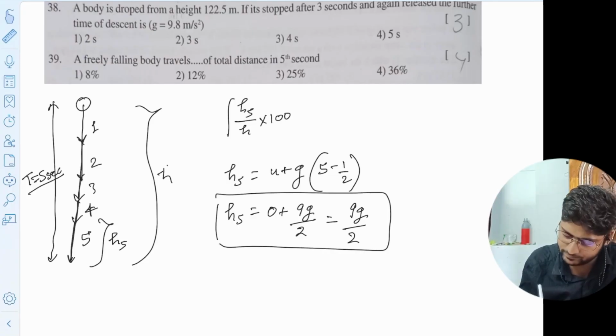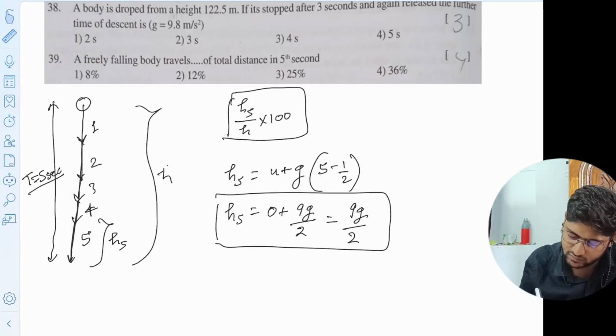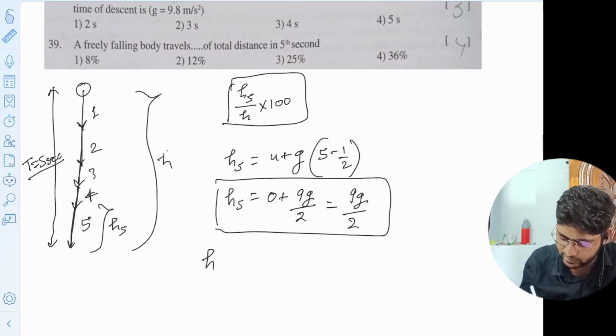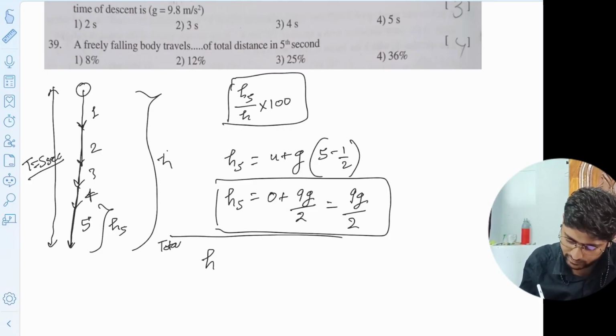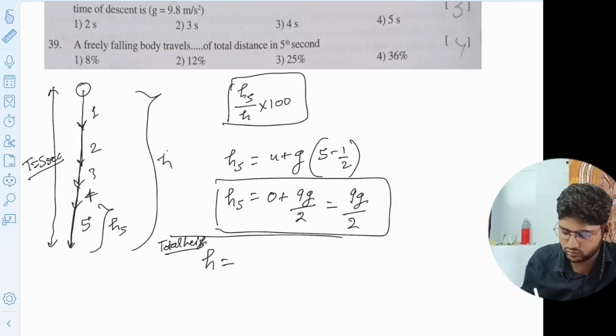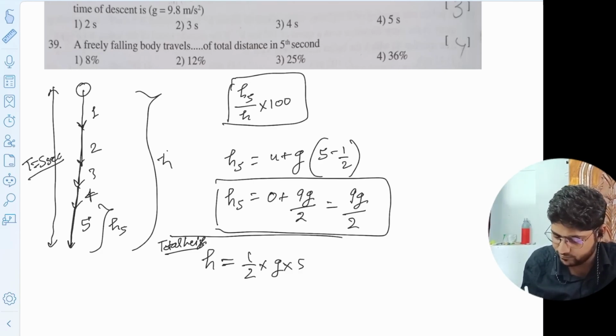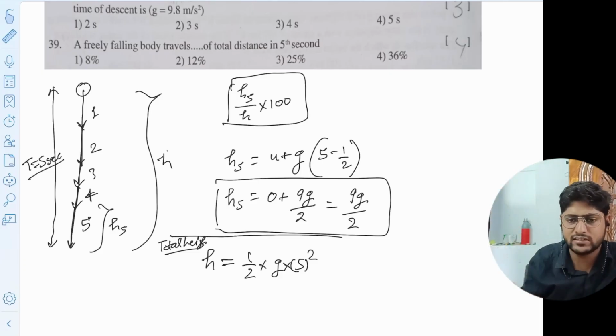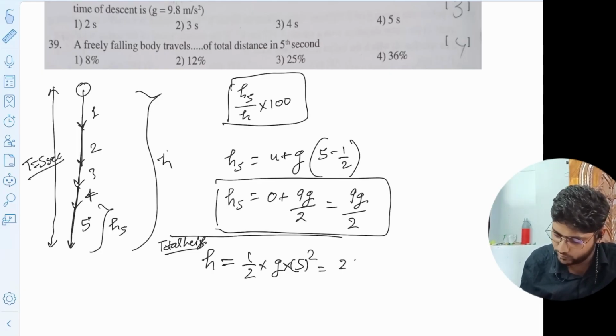And this we have to calculate, h5 divided by H. Now second case, total height H equals ut plus half at square. ut is 0. Again half g into time 5 seconds. Total how much distance it will cover in the 5 seconds? 5 square 25. So it will become 25g by 2. This is the total height.